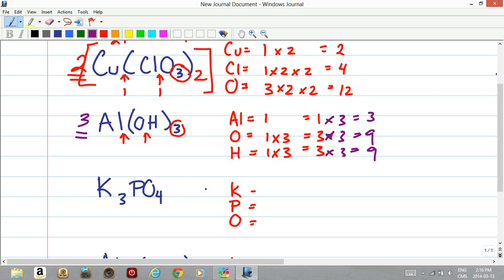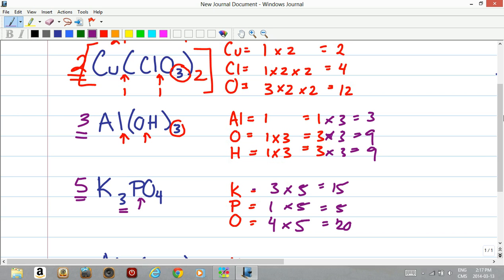All right, let's look at the next example. The next example is potassium phosphate. We see that potassium has a subscript of 3, so that means 3 potassium. Phosphorus has nothing, so we put a 1. Oxygen is 4. Again, there's no coefficient here, but imagine the coefficient was 5, then you would multiply everything by 5. So times 5, times 5, times 5, giving you 15 potassium, 5 phosphorus, and 20 oxygen.